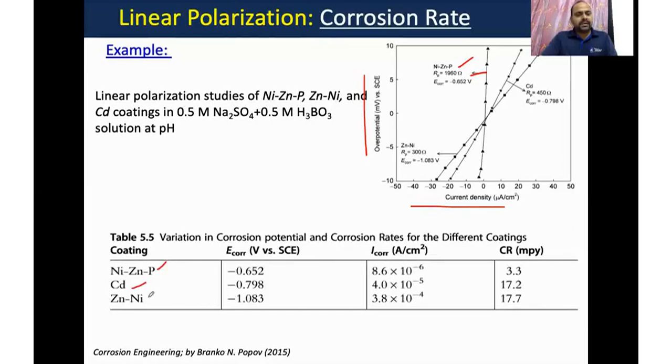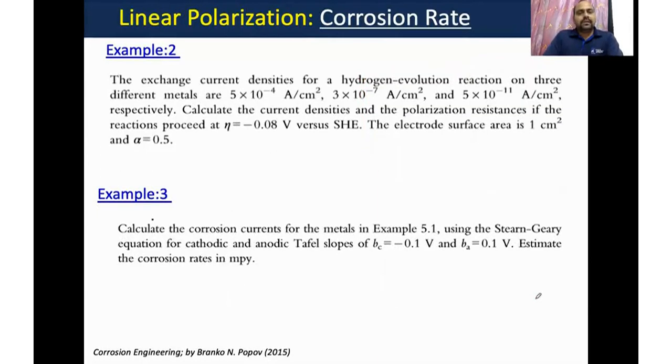Next, Example 2: Calculate the corrosion current for the metal in this example, basically this 5.1 example, I would say example 2, using the Stern-Geary equation, where the cathodic and anodic Tafel slope of βc is already given.